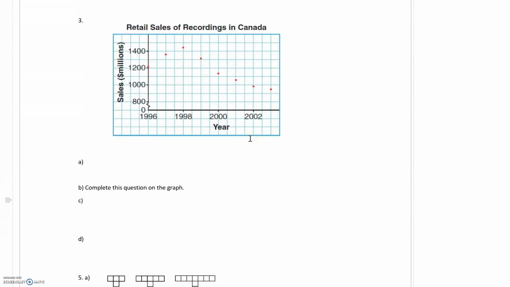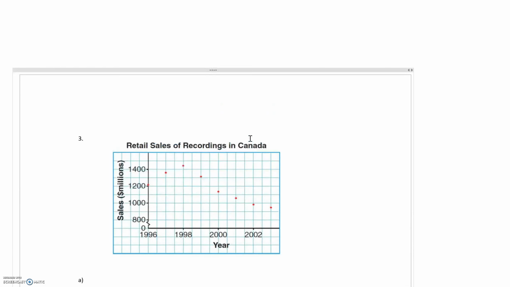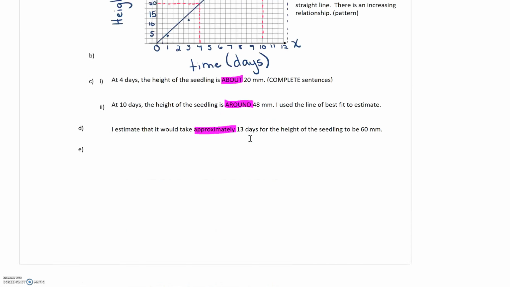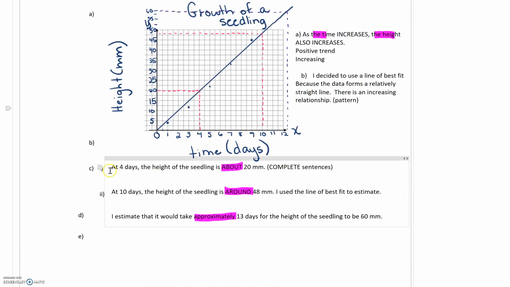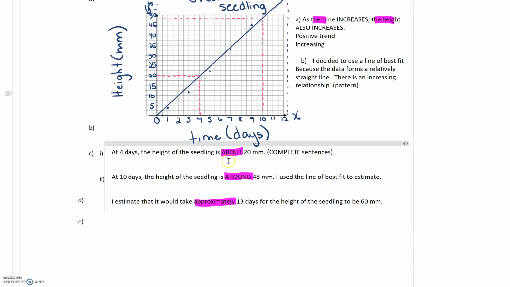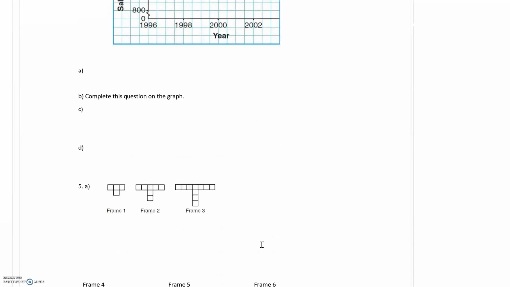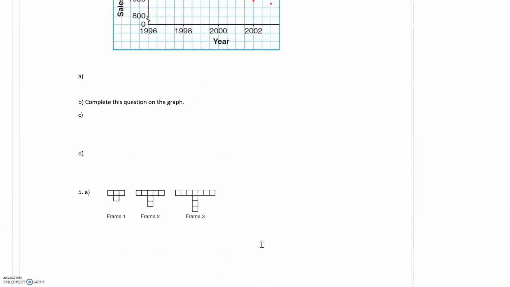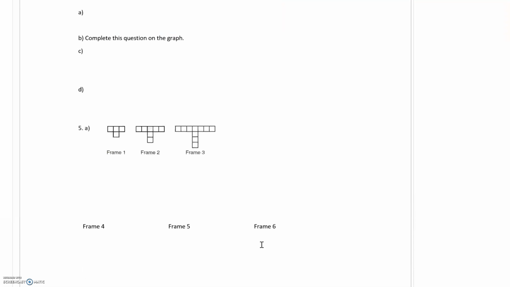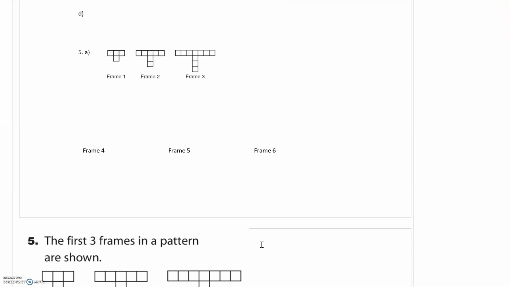Okay, for question 3, there are solutions in the back of the book, and question 3 is very, very similar to question 2, C, D, and E. So I would just say to make sure that you use the words "about", use complete sentences, and use your curve of best fit to make your estimates. If you need some help with it, just send me an email and I can make you a quick video. But I think number 5 is a little bit different, so I'm going to go ahead and do this one.